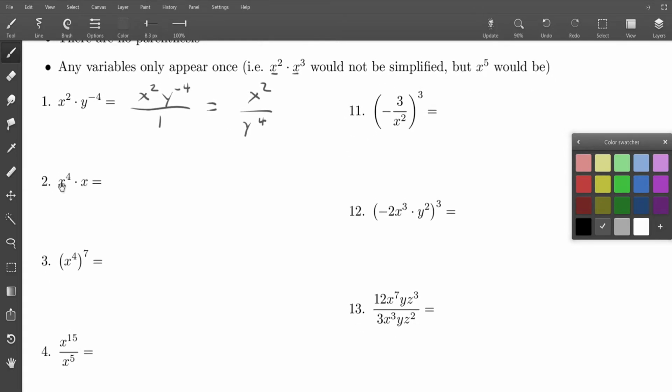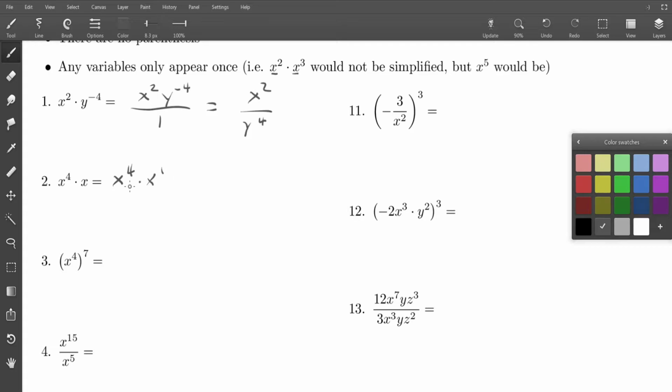For the next one, we have x to the fourth times x. Now, one thing that you absolutely want to remember whenever you're dealing with these exponent problems is that when you have a variable alone, it's always equal to x to the first power. It's the same way that we can multiply by 1 or divide by 1 and it doesn't change the value. If we raise something to the power of 1, it doesn't change it.